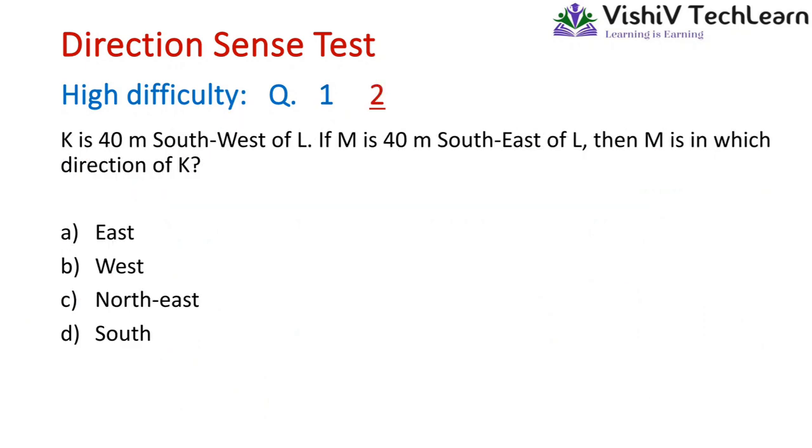Let's go for the last question of this topic. K is 40 meters southwest of L. If M is 40 meters southeast of L, then M is in which direction of K? Okay, a very short problem, not too lengthy to read, but it is of high difficulty. So let's try this on your own. If not, then we will try this together.